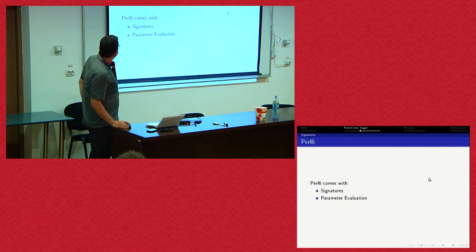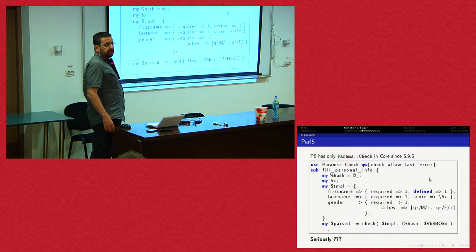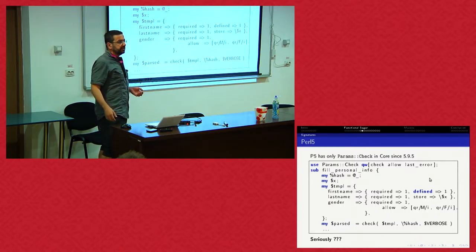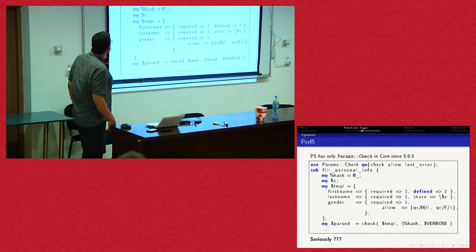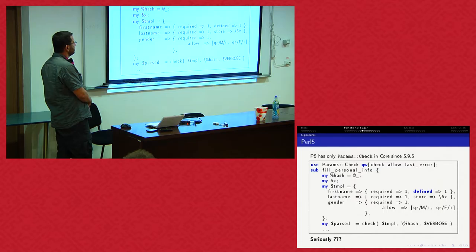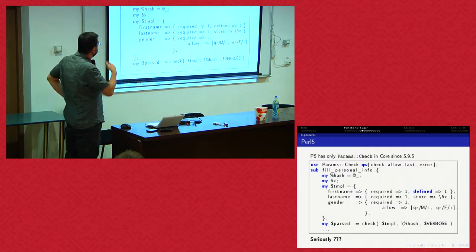and parameter evaluation. Perl 5, oh, I'm good in the time. Am I too fast? I will finish early and we have time to discuss. Perl 5 has had params check in core since 5.9.5. Since 5.20 we have signatures somehow, but I will talk about the caveats.